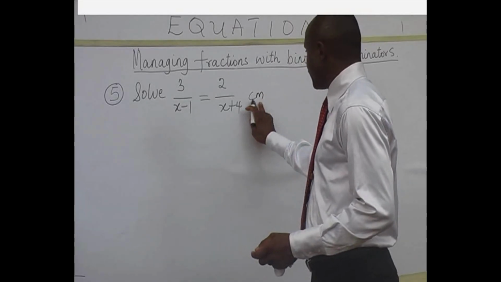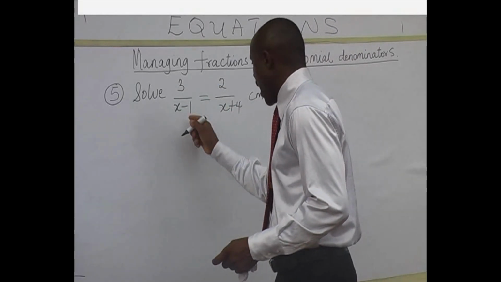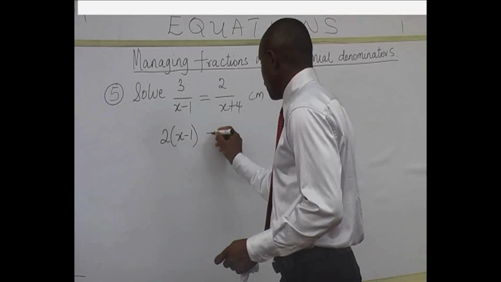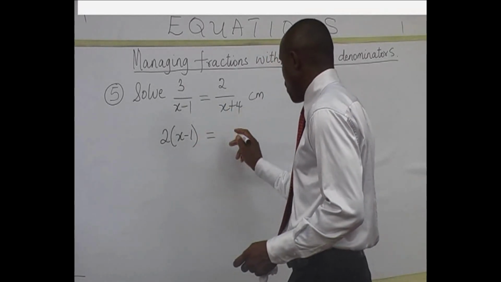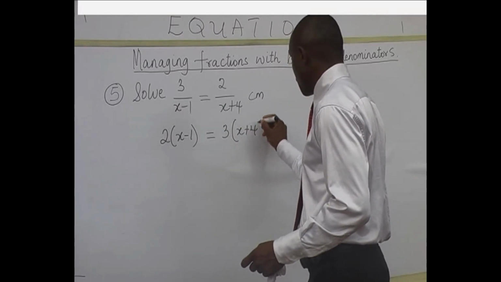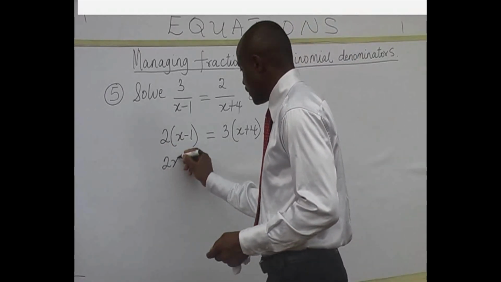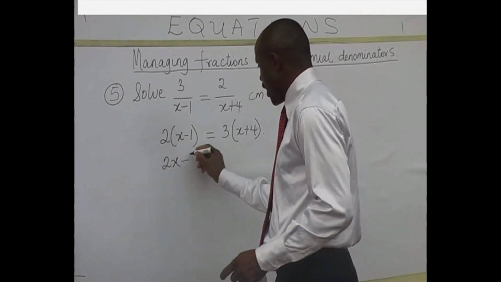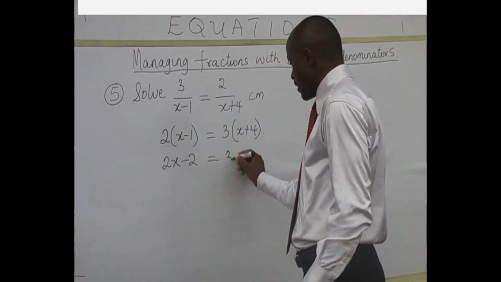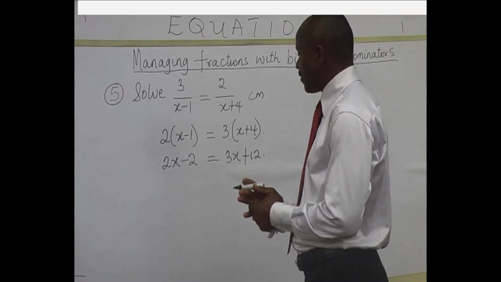Cross multiply. You are going to have 2 times x minus 1 will give you 2 into x minus 1. It's going to be equal to 3 times x plus 4. It's going to give you 3 into x plus 4. Remove brackets. 2 times x will give you 2x. 2 times minus 1 will give you minus 2. It's going to be equal to 3 times x will give you 3x. And 3 times 4 will give you 12. That's plus 12.